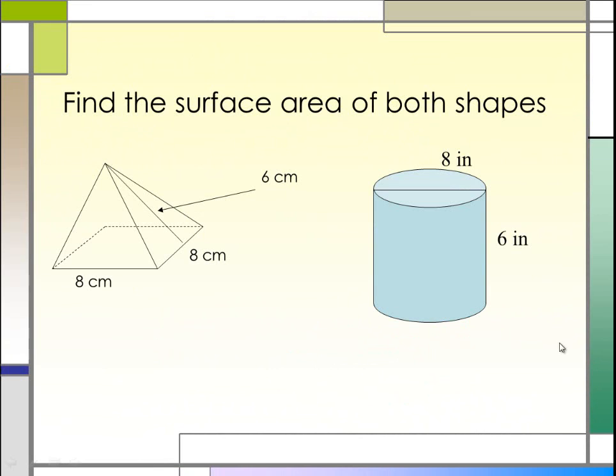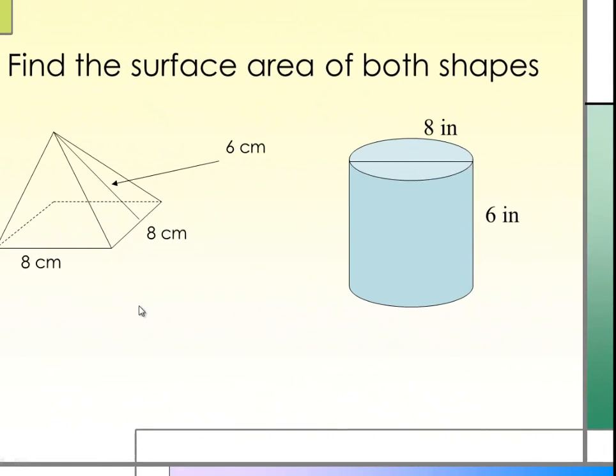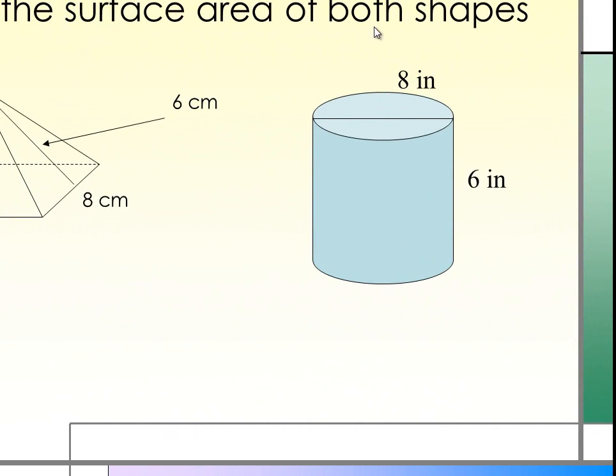Those are homework tonight. I want you to find the surface area of both of these shapes, draw them in your notes. I want you to leave the cylinder in terms of pi and find the actual, and then find the surface area of the pyramid.